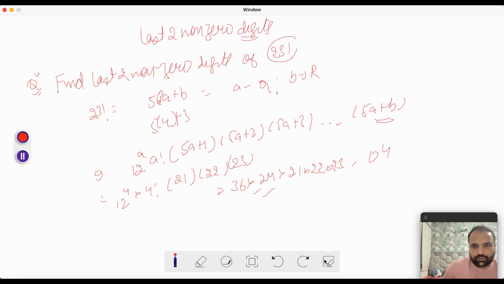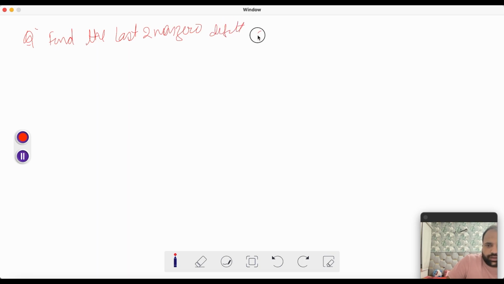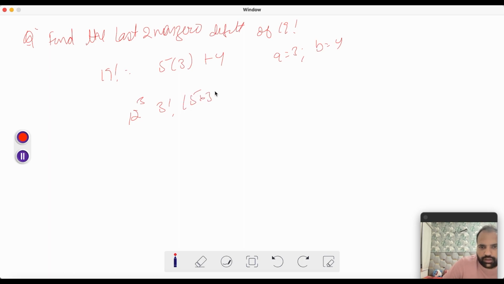We'll do yet another question. Let's say, find the last two non-zero digits of 19 factorial. So what do we know? 19 factorial is what? Try doing it on your own. 5 × 3 + 4, so a equals 3, b equals 4, so 12. We have 3 factorial, 5 × 3 + 4, 5a + b, that's where we get it.